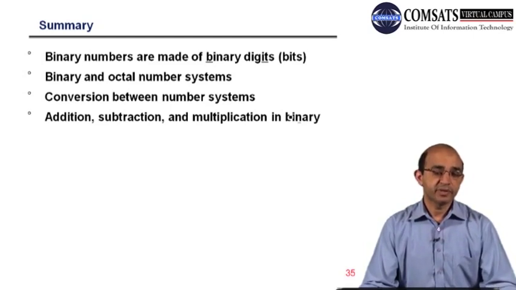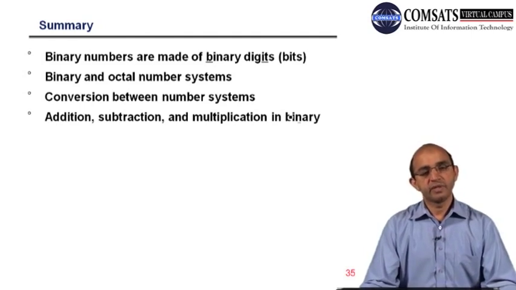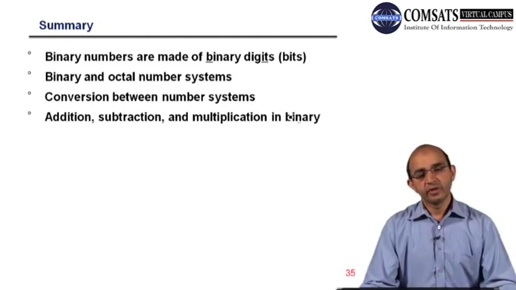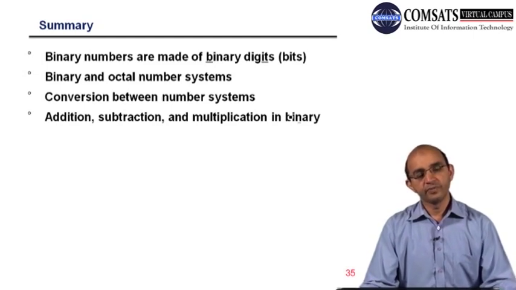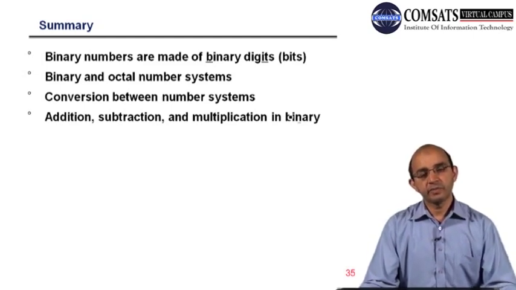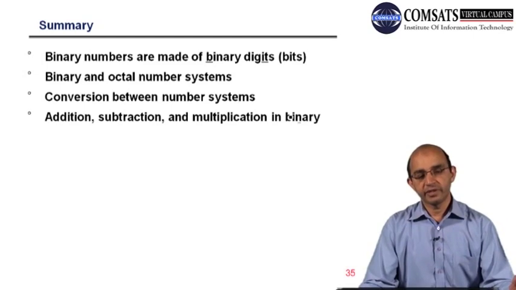The hexadecimal number system has 16 digits, starting from 0 till 9, the same as the decimal number system. Then we replace 10 with A, 11 with B, and so on up to F for 15. And in the octal number system we have 8 different digits, starting from 0 to 7.